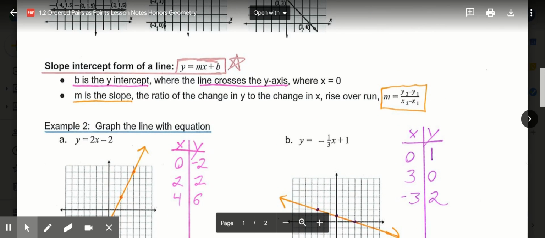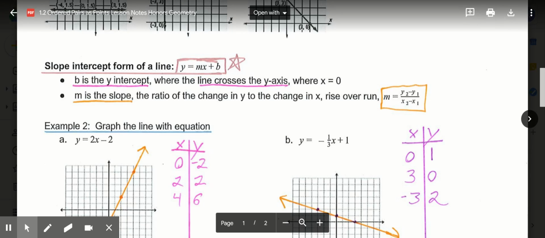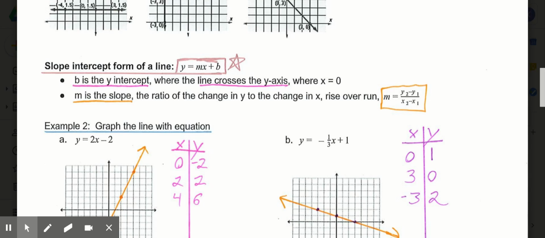And then in slope-intercept form, m always represents the slope of the line. And a refresher of slope, slope is the ratio of the change in y to the change in x, or sometimes we simplify that to say rise over run, change in y over change in x, delta y over delta x.